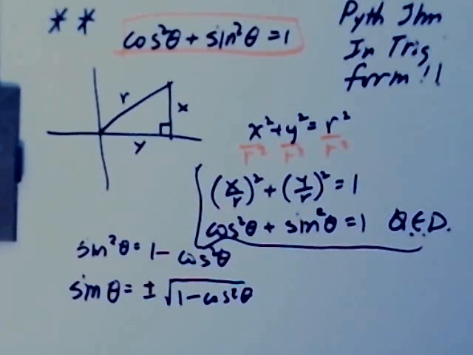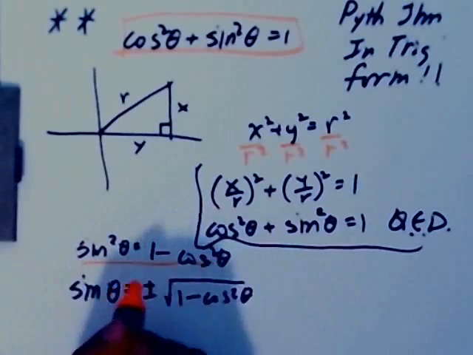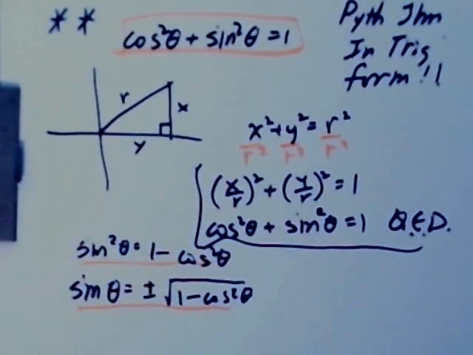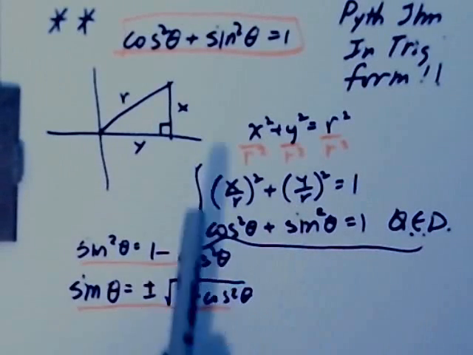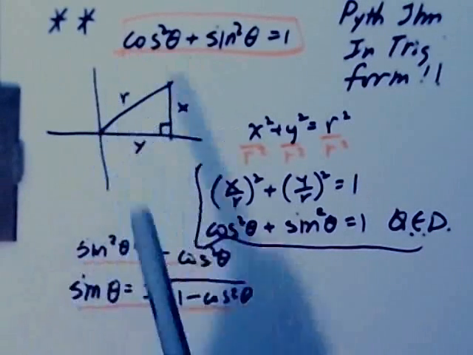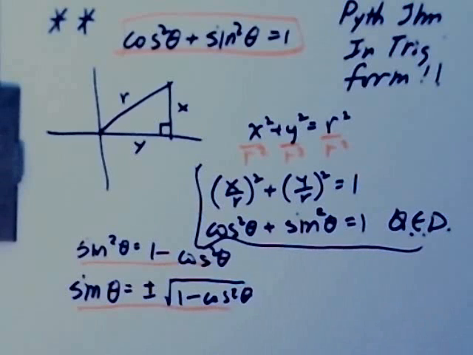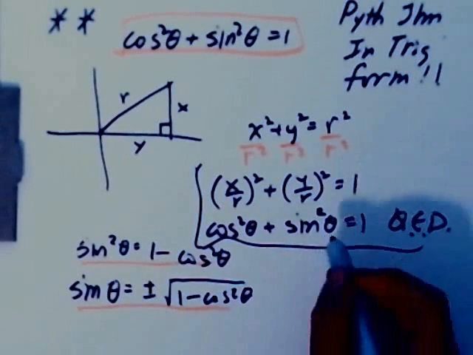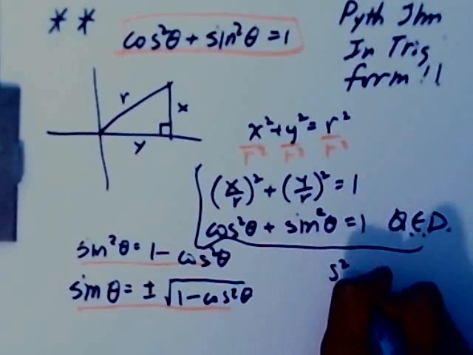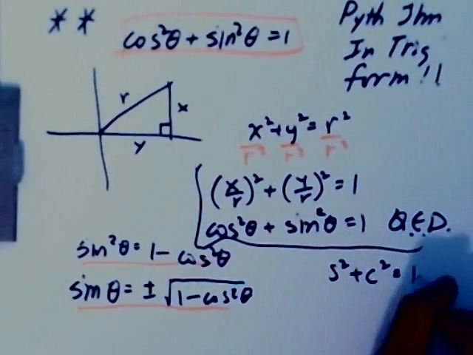So one of the flavors looks something like this, or it can look something like this. You can even solve for cosine. As part of your exercises, you will actually have to solve for cosine or sine as well. Okay, one of those two. Okay, the other ones. I'm going to put short notation: sine squared plus cosine squared equals 1.